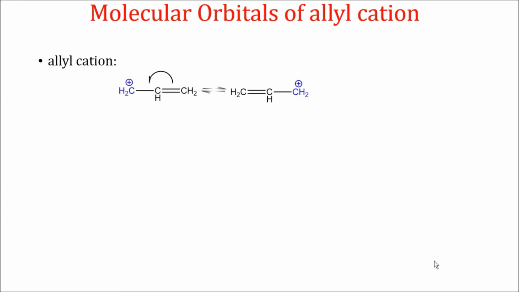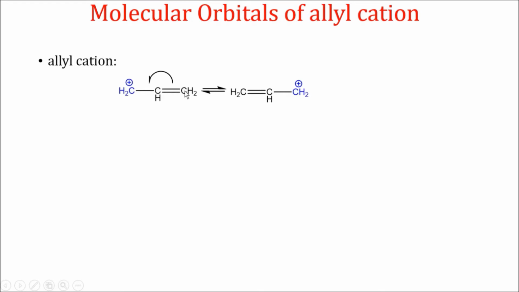The allyl cation is CH2=CH-CH2, where this carbon has a positive charge. If this bond can be shifted here because resonance is possible, now the positive charge is going to shift onto this carbon atom. So here the double bond is attached to two carbons.